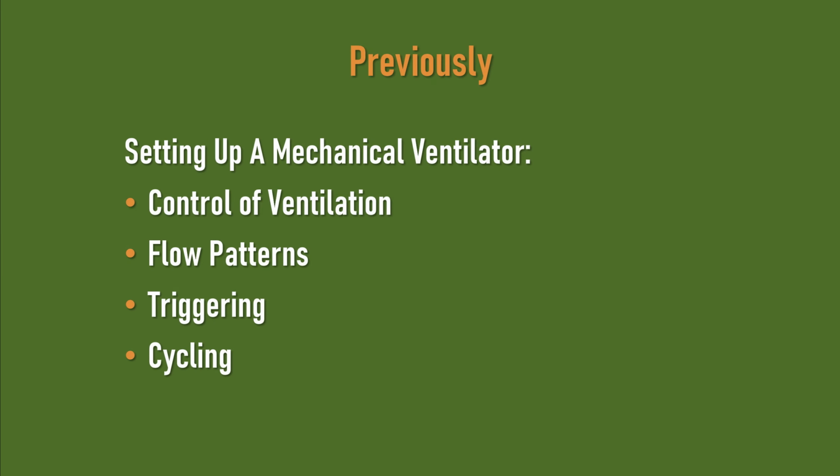Previously in this course, we did 4 tutorials on setting up a mechanical ventilator. The first tutorial was on the control of ventilation, and this is essentially the 2 different platforms on which conventional ventilation is built. On volume control, where you have volume targeted ventilation with pressure variable, pressure control, which is pressure targeted and volume variable, and a modification of that, which is known as volume guaranteed pressure control. We looked at the flow patterns, the sinusoidal flow pattern of spontaneous breathing, the constant flow pattern of volume control, and the characteristic decelerating flow pattern of pressure control.